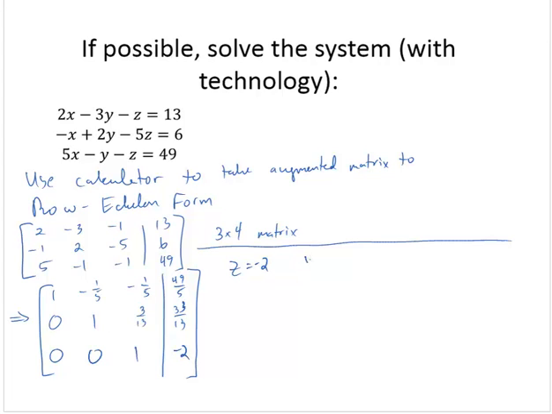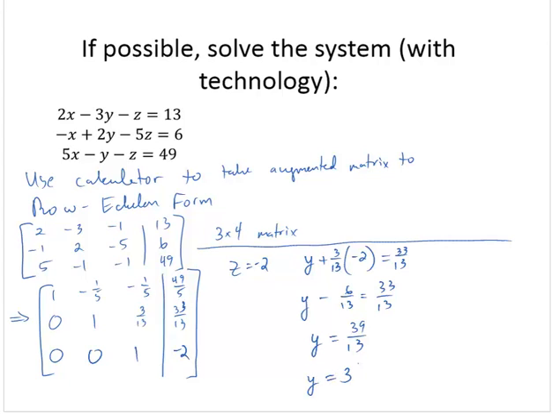We see that y plus 3/13 times -2 is 33/13. So y minus 6/13 is 33/13. Adding 6/13, y equals 39/13, which is 3.